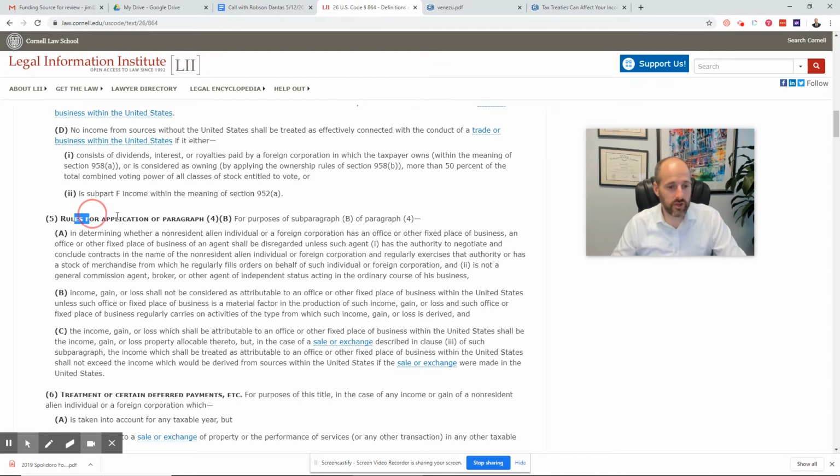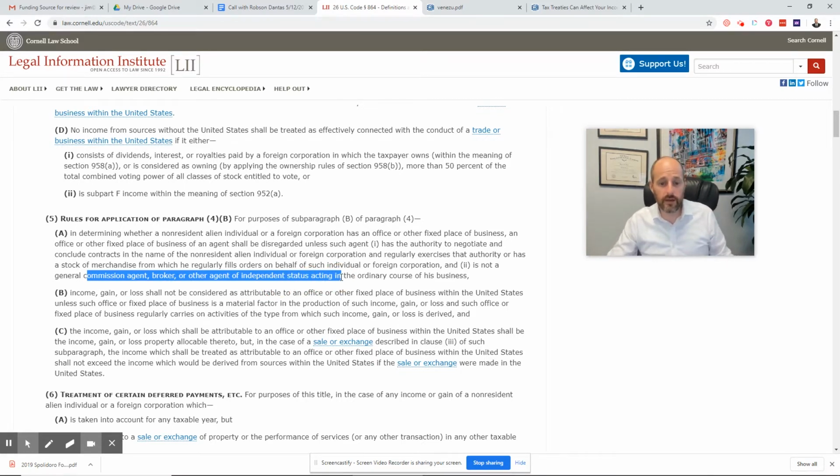The rules for the application of paragraph 4B. If you have someone who's managing inventory for your business or doing something in that regard, it would be a general agent, a broker, or other independent agent acting in the ordinary course of their business. And a great example is Amazon FBA. That's Amazon's business, and they definitely aren't a part of your business. If you have Amazon FBA inventory, this is what I would cite to say that you're not doing business in the United States and your income is not connected with the United States because Amazon's holding your inventory.